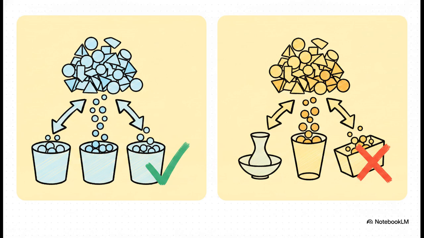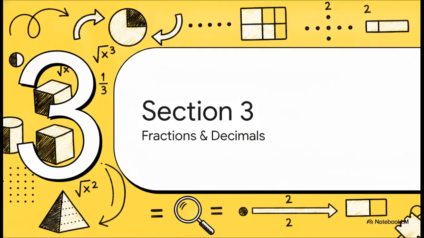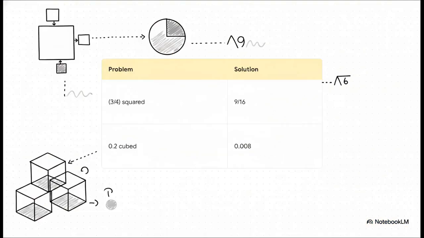You're left with mismatched buckets, so 240 is definitely not a perfect cube. Moving right along to Section 3, navigating fractions and decimals. Now, fractions and decimals might look like numbers wearing disguises, but I promise there is no need to panic.